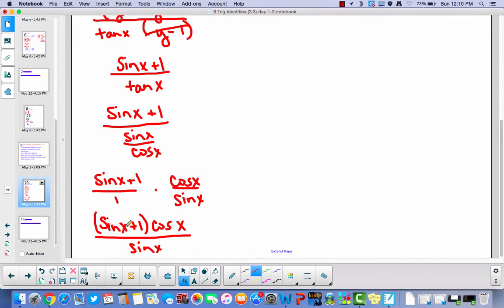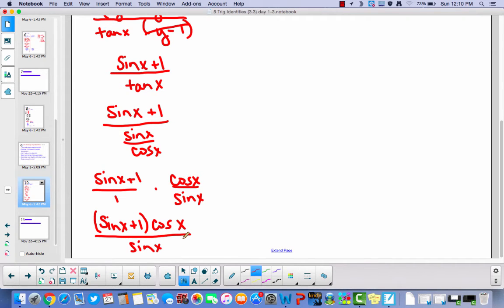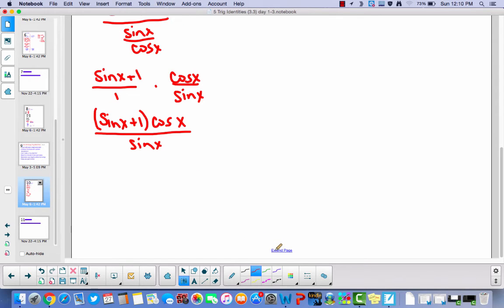Now, I can't cancel those because of this plus 1 here. I could distribute through there. Let's see what happens when we do that. So I have sine of x times the cosine of x plus the cosine of x, because cosine of x times sine x, cosine of x times 1, all over the sine of x.